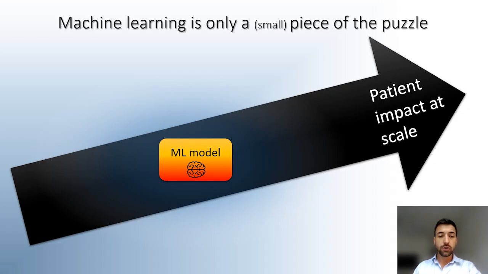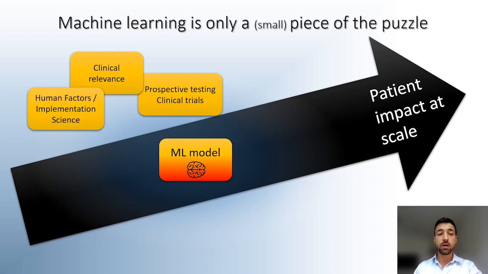So to conclude, machine learning and digital solutions in sepsis and in intensive care in general are certainly very exciting, but I would say that they are only a small piece of a very complicated puzzle if we ever want to impact patients positively at scale, and there are many other factors to consider. For example, the clinical relevance is obviously crucial. How do we go about conducting prospective trials and clinical trials of AI? What about human factors and all these aspects of implementation science?